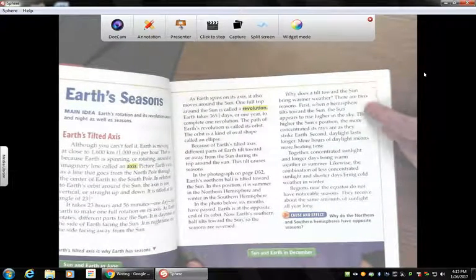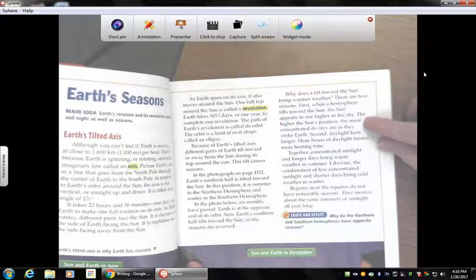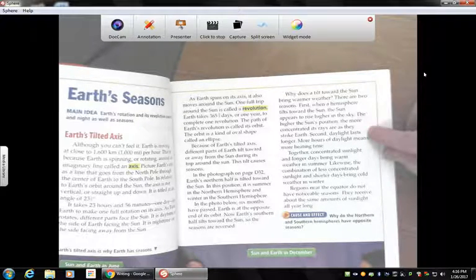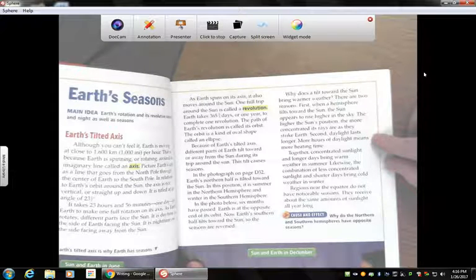There are two reasons. First, when a hemisphere tilts towards the Sun, the Sun appears to rise higher in the sky. The higher the Sun's position, the more concentrated its rays are as they strike Earth. Second, daylight lasts longer. More hours of daylight means more heating time. Together, concentrated sunlight and longer days bring warm weather in summer. Likewise, the combination of less concentrated sunlight and shorter days brings cold weather in winter.